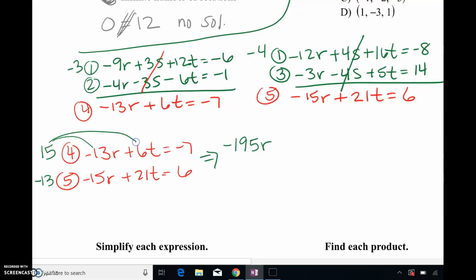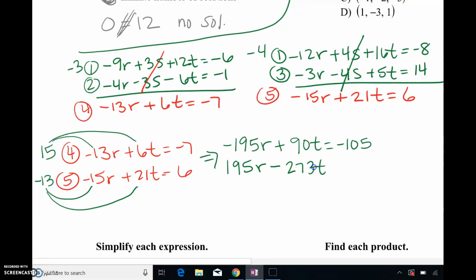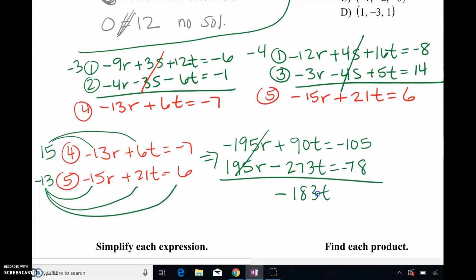Okay, and then 15 times 6 is what? 90t. And negative 7 times 15 is? Negative 105? Okay. Now for this bottom one, I get a positive 195r. And I get a negative, what's 21 times 13? 273t. Negative 13 times 6? 78. Negative 78. So r's will go ahead and eliminate. T's will give me a negative 183t.